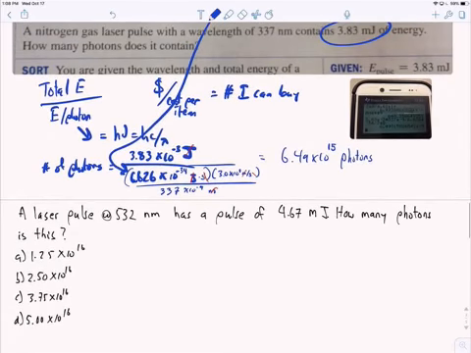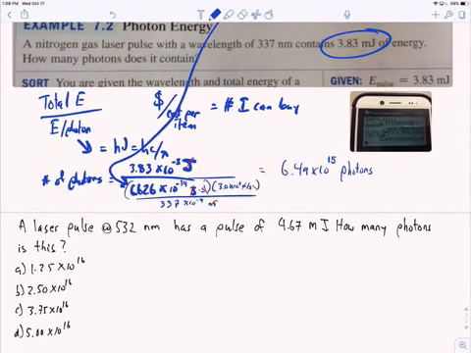All right, so with this in mind, the first harmonic of an Nd:YAG laser is 532. So a laser pulse has a wavelength of 532 nanometers, and as a pulse has 4.67 millijoules. How many photons are in that laser pulse?